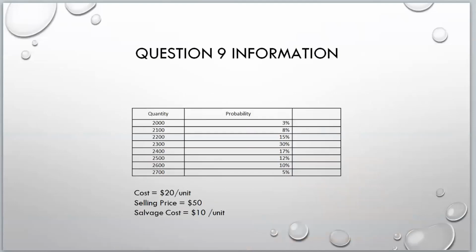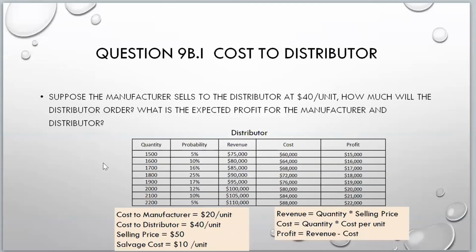Let me make sure I didn't miss anything. So basically all I did here is the distributor, this shows what the cost and the profit is. It's very simple. Basically you go revenue, quantity times selling price, cost is quantity times cost, and profit is revenue minus cost. These are very general calculations.